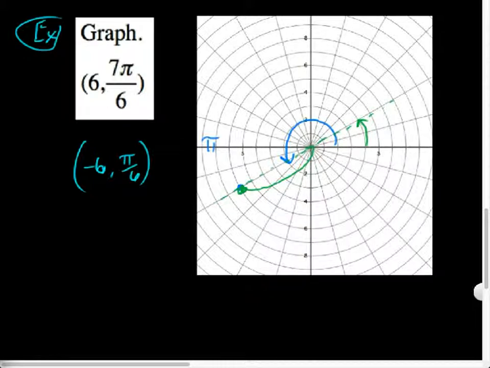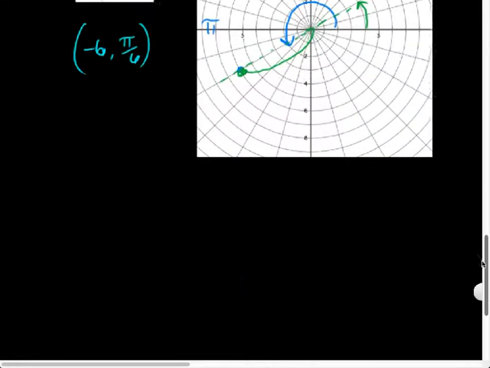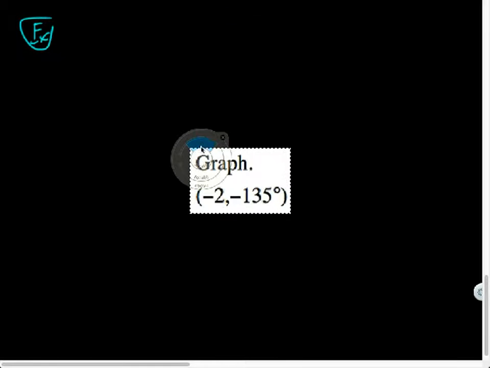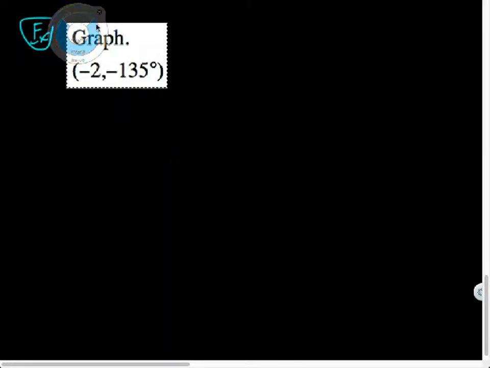And not only can the radius, the little r value that they've been calling it, have a negative value, but so can too the theta that we've got, my angle. It's a terrible e there, but that's fine. I'm going to keep it. So let's graph -2, -135.